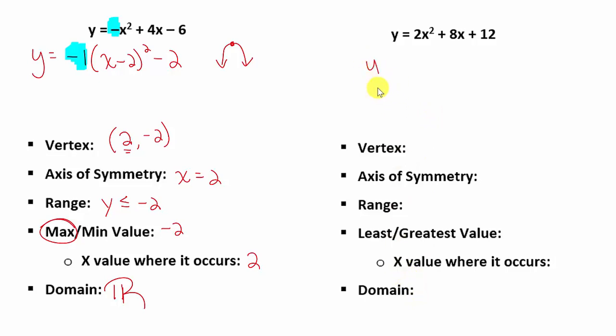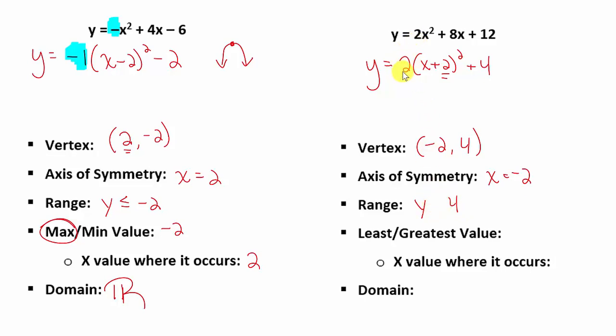Okay, hopefully when you wrote this in completed square form, you got y equals 2, parentheses, x plus 2 squared plus 4. And so our vertex, remember, is going to be opposite sign, -2, and then same sign, 4. Axis of symmetry will be x equals -2. The range is going to be y, and we're going to use our y value of 4, but we have to decide, am I going to use greater than or equal to or less than or equal to?